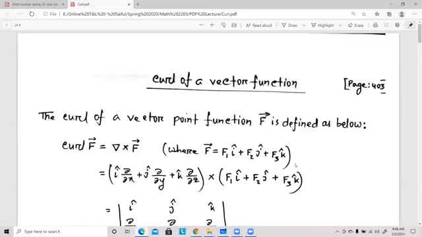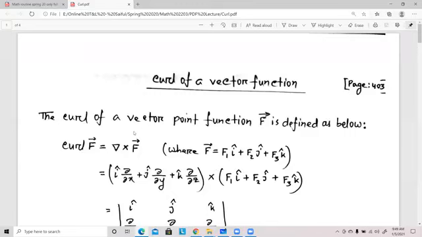So today's topic is curl, the curl of a vector point function. In the previous classes, we learned about gradient and divergence, and now curl. Gradient is always for a scalar point function. Divergence is for a vector point function, and curl is also for a vector point function.